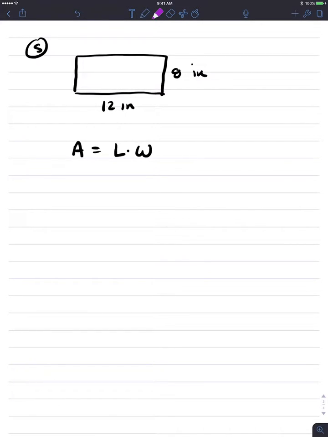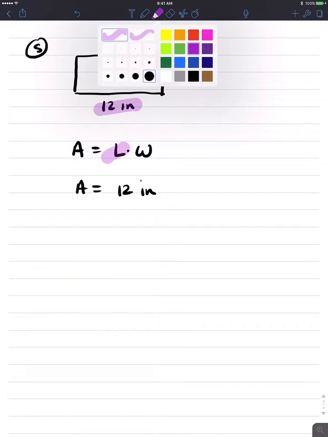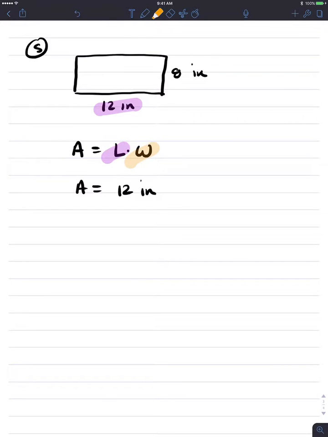So my length value is 12 inches. I'm going to plug that in, 12 inches. My width value here is 8 inches. I'm going to plug that in. I'm going to rearrange my terms so I get 12 times 8, and I get inches times inches.